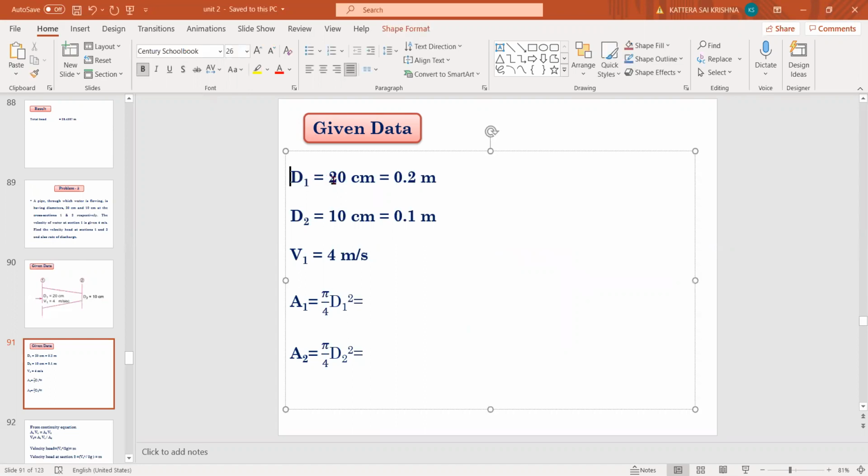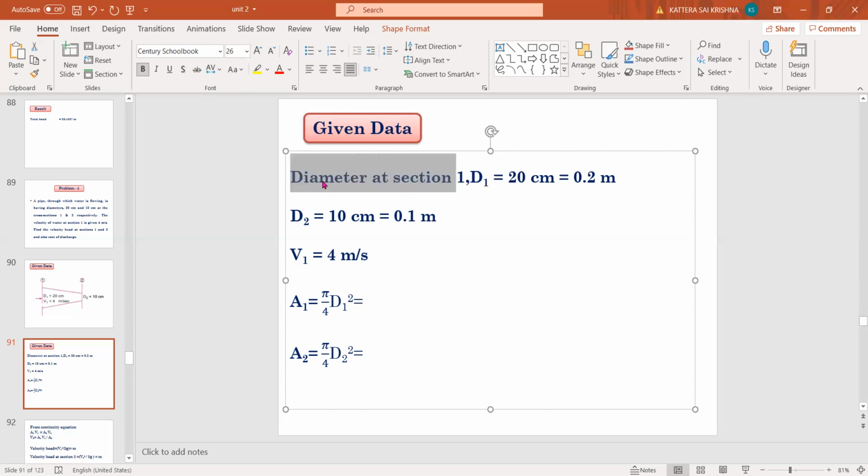Right. So now you need to take the given data. What has he given to us first? The diameter at section 1 is given. Diameter at section 1, denoted by D1, is equal to 20 centimeter. Convert that into meters: 0.2 meter.